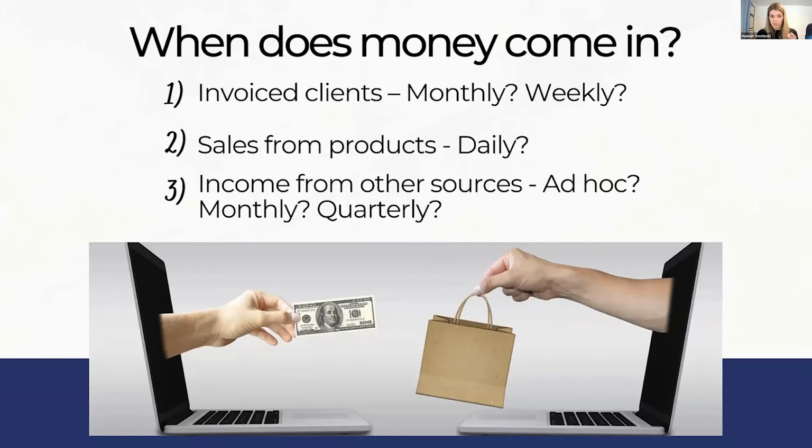If you have invoiced clients, how often does that come in? Does it all come in one big chunk? Do you have one or two clients, where one pays you at the beginning and one pays you at the end? Do you have sales from products that are coming in daily? Do you have income from other sources, maybe daily sales, but also one consulting gig that pays you on the 20th of every month? What does that look like? I've got a spreadsheet for that, so we're going to talk about that.